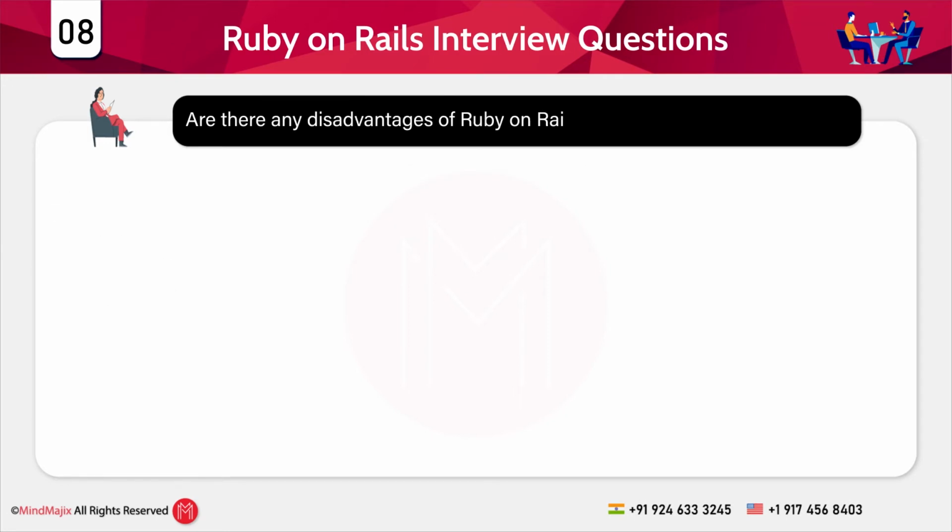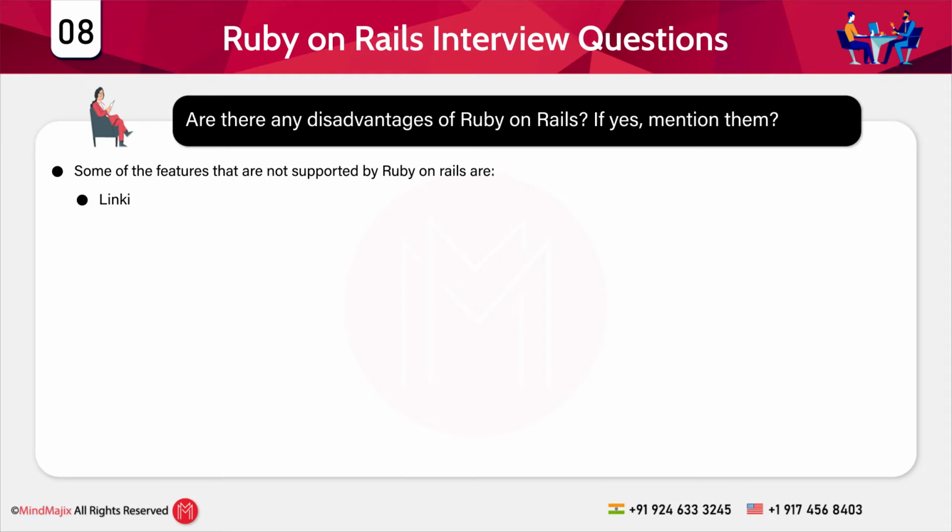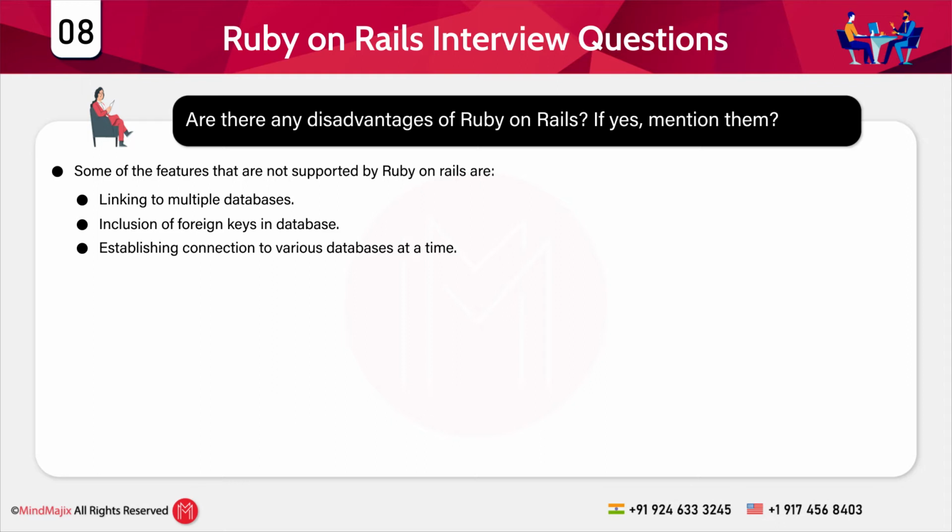Are there any disadvantages of Ruby on Rails? If yes, then mention them. Yes, there are some disadvantages: linking to multiple databases, inclusion of foreign keys in the database, establishing connections to various databases at a time, and web services related to the store.